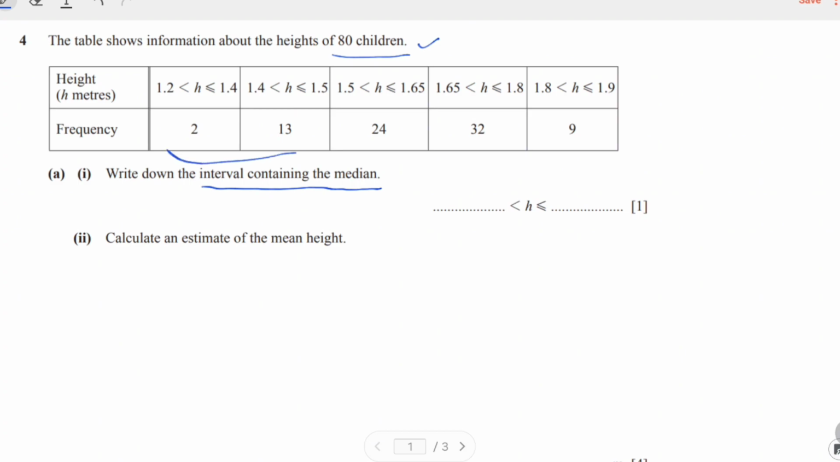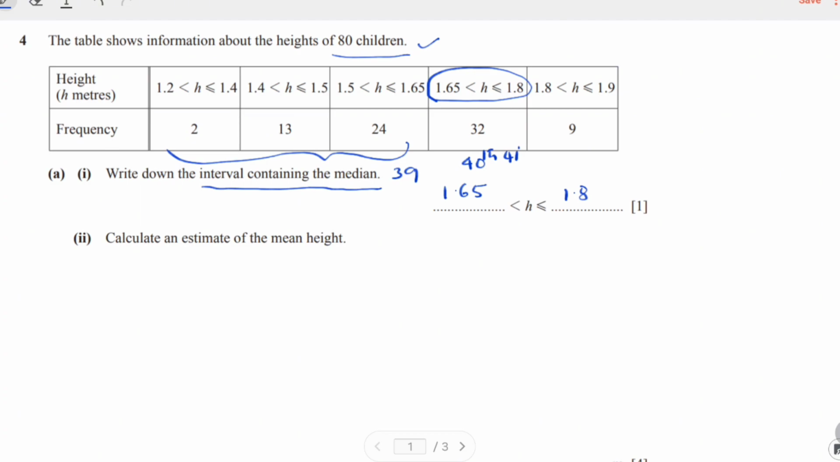So if we add these three values, it ends with 39. So it clearly shows that the 40th and the 41st child will be in this interval. So the answer is 1.65 less than h less than or equal to 1.8.